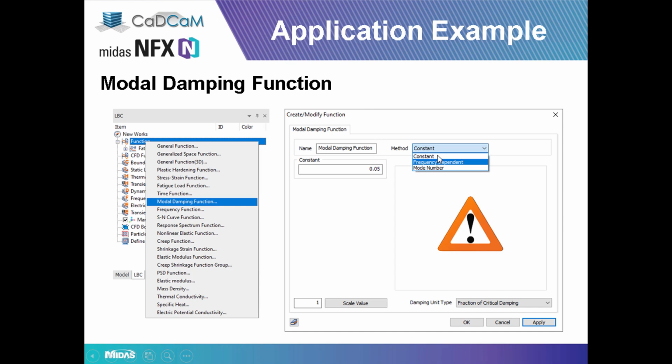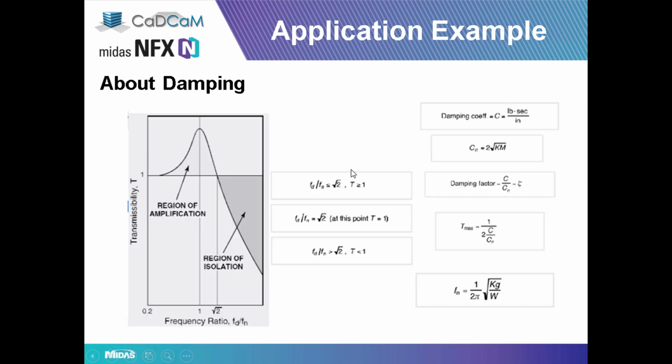Then we define the modal damping function, and we have 3 alternatives. One of them is constant, as we use in this analysis, 5% of damping; frequency dependent; and mode number. Of course, only one of those 3 alternatives can be taken into account. If we use an isolator, for example, we should take into account the damping coefficient, and we should calculate the critical damping according to this formula.